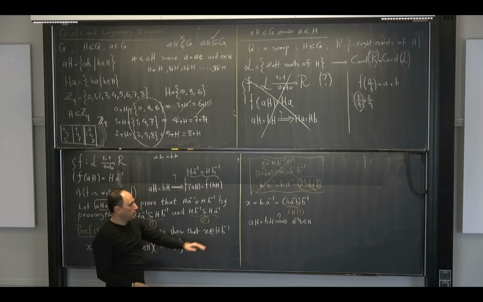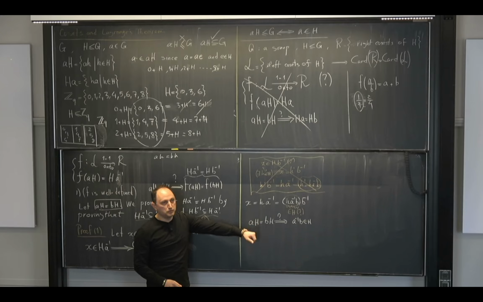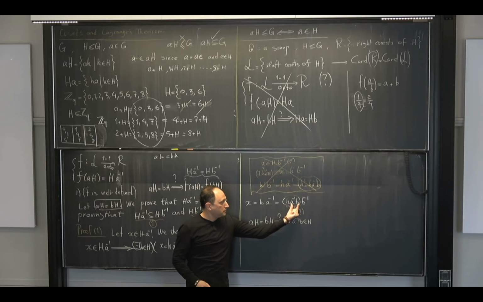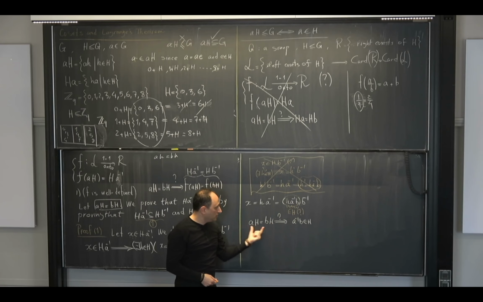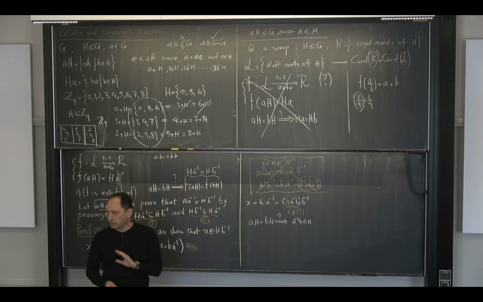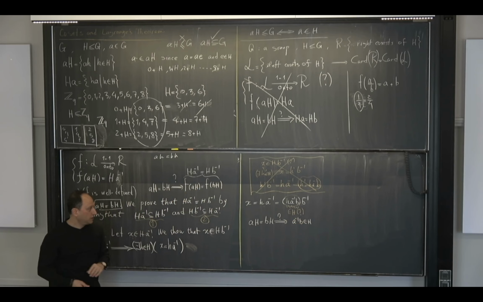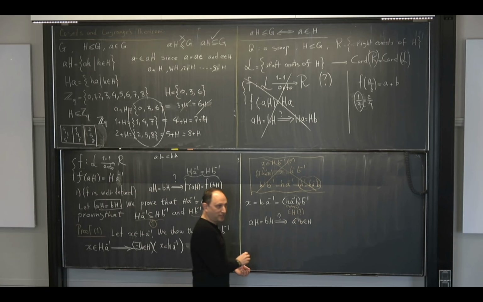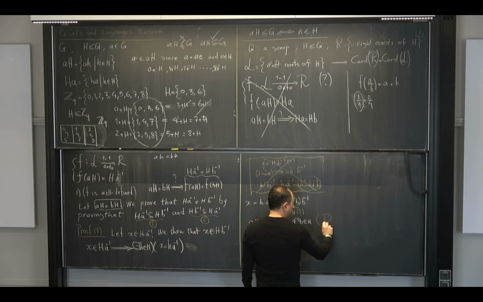If I can confirm that, then I am done. Because this part already belongs to H, and H is a subgroup. So this means that when I multiply them, it becomes in H. Is that right? So if you can prove this one, then everything is done. Clear? Okay, but I want to leave this as an exercise. Do it.